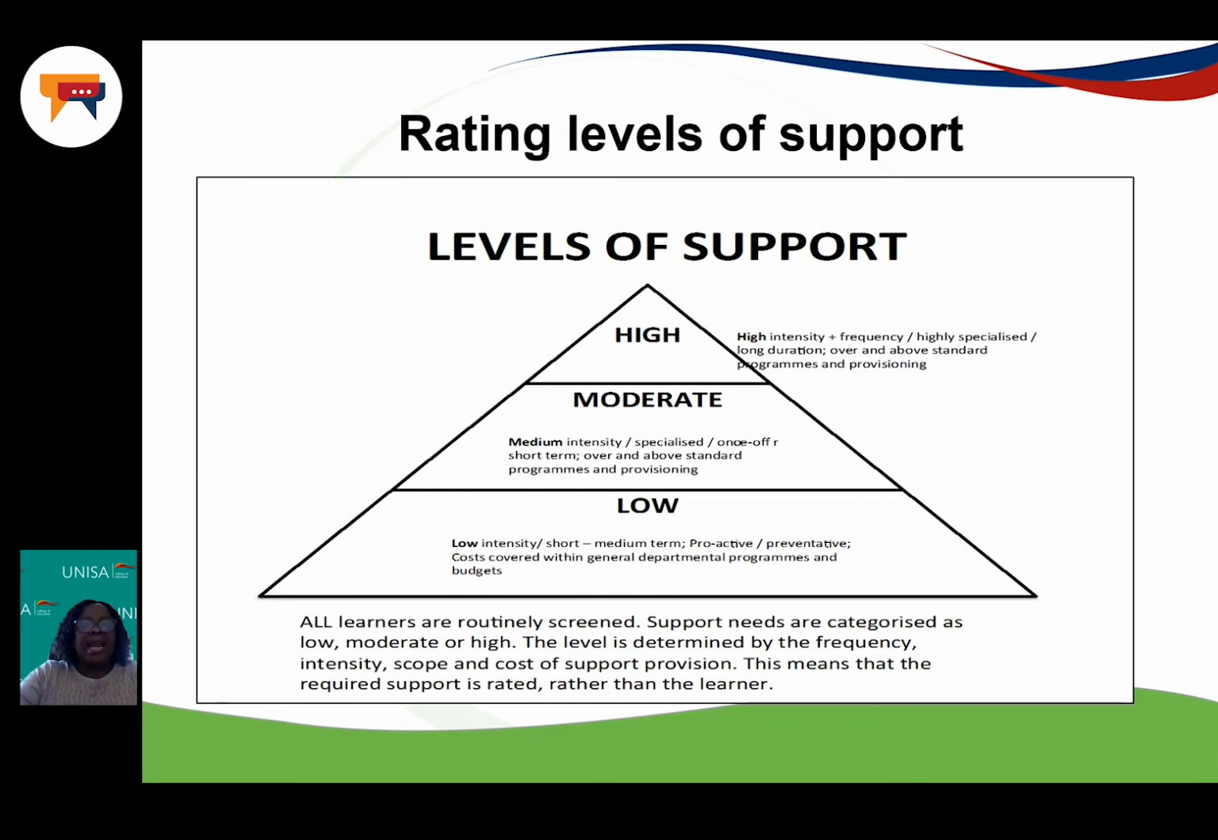All learners are routinely screened. Support needs are categorized as low, moderate, or high. The level is determined by the frequency, intensity, scope, and cost of support provisioning. This means that the required support is rated rather than the learner. We don't rate the learner, but we rate the required support.